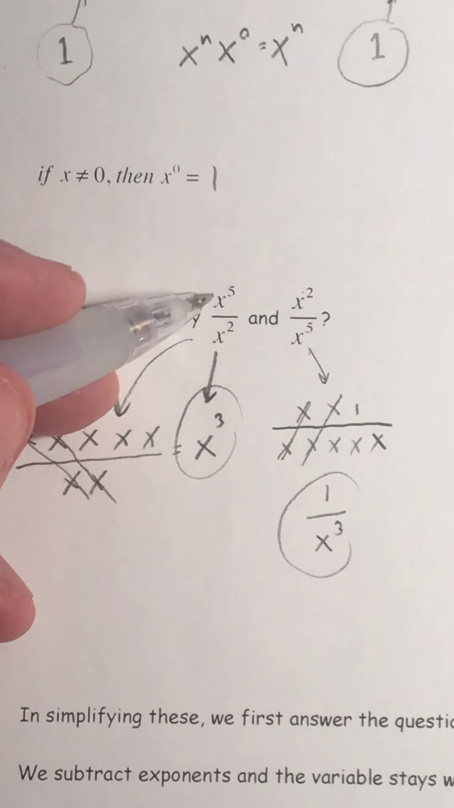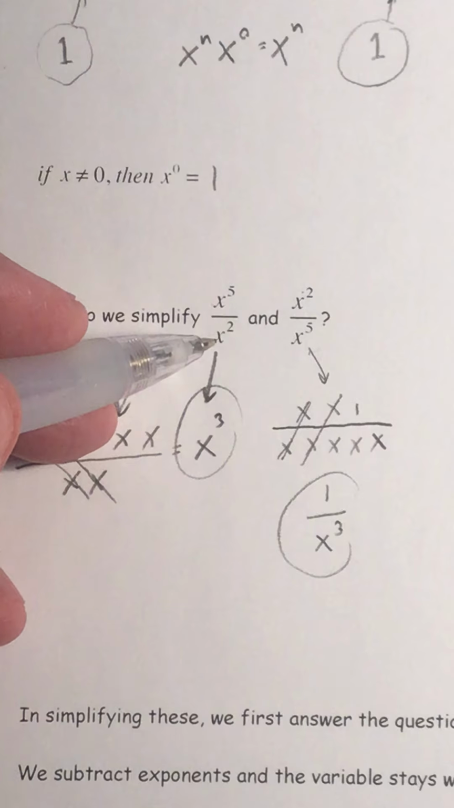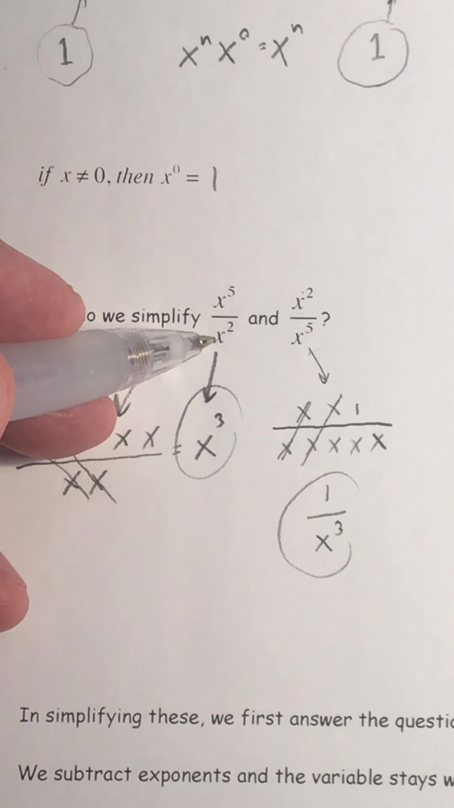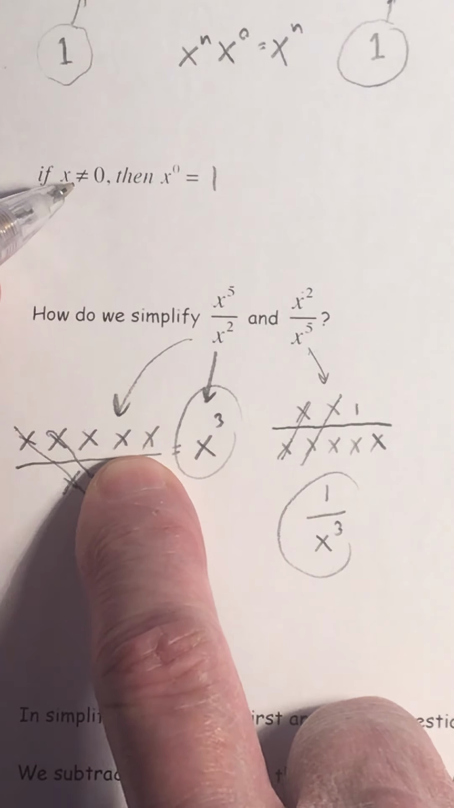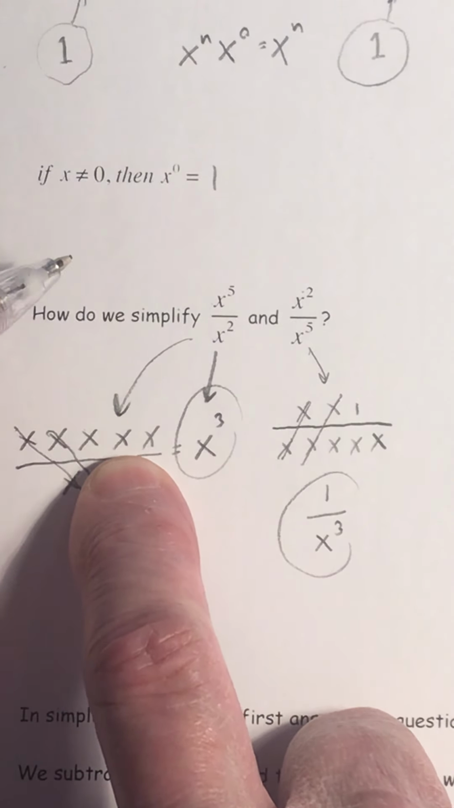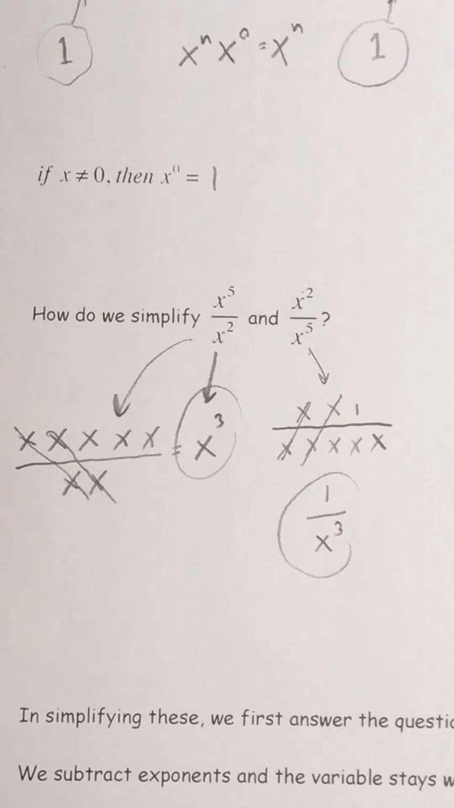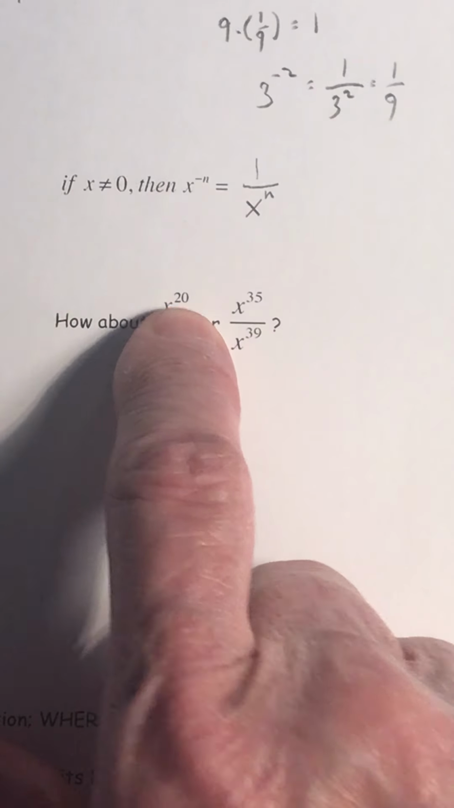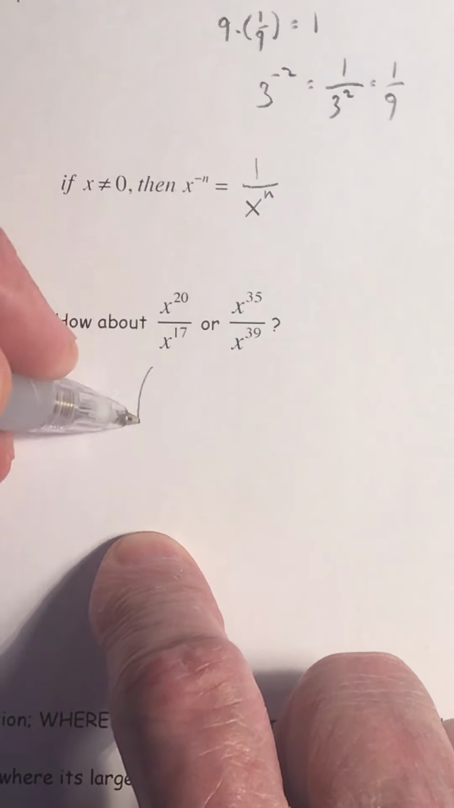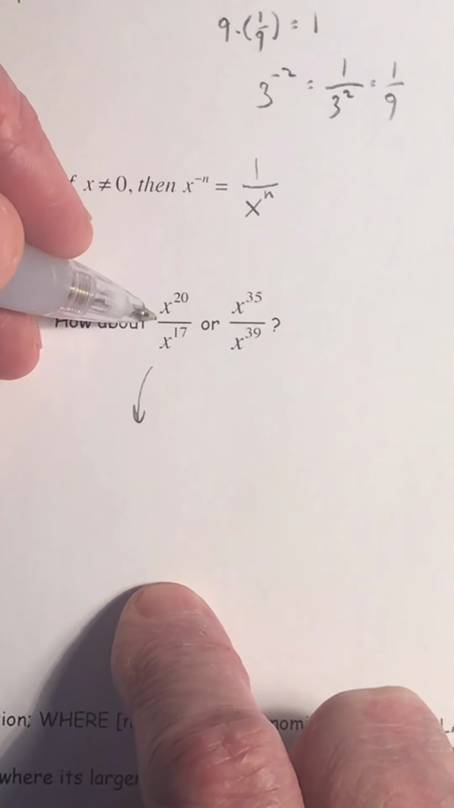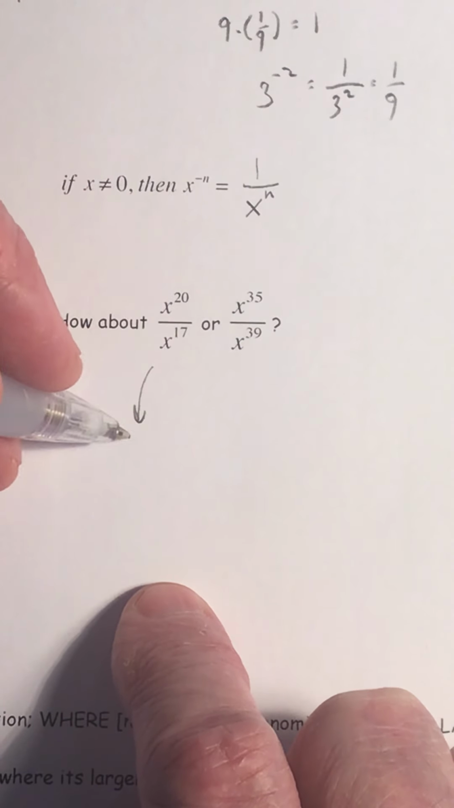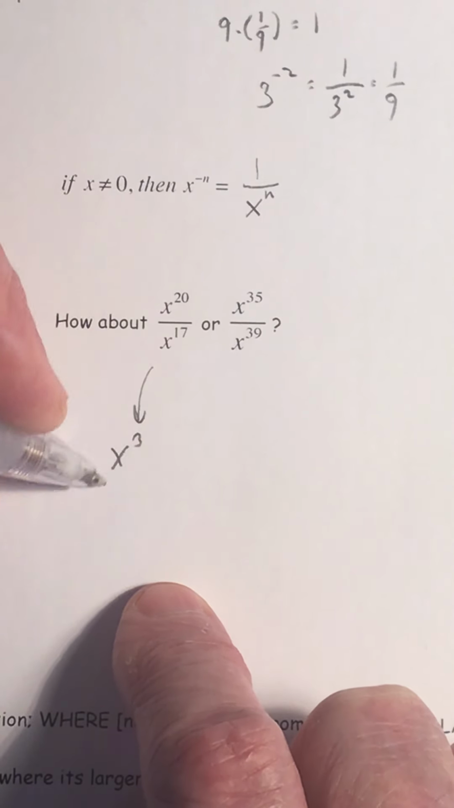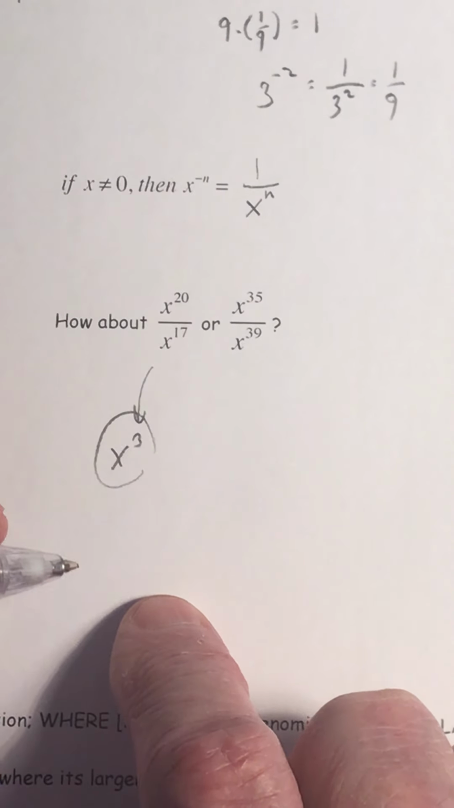So, very simple rule. When you have something to a power over the same thing to a different power, you reduce by subtracting the exponents, leaving the thing, the base, the x, whatever it is, wherever there were more of them to begin with. So now we can do these, and I don't have to draw out 20 x's and 17 x's. I can just say, well, there's more x's in the top than the bottom, so I'm not even going to have a fraction anymore. I'm going to have x to the 3rd power. That's the end of that.